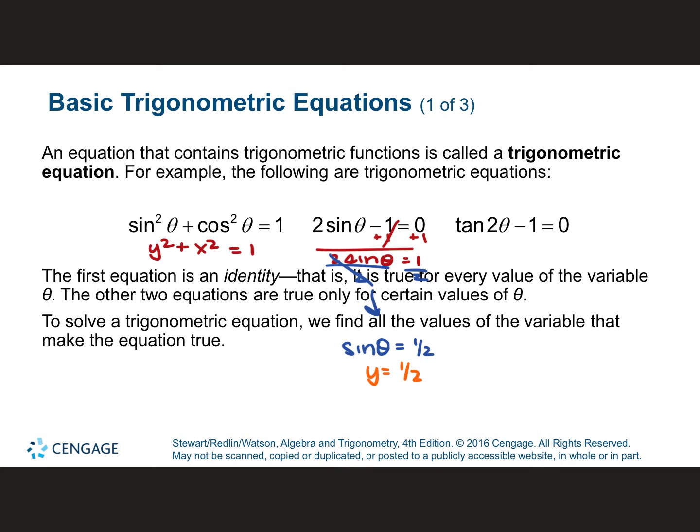For the third equation here, you have tangent 2 theta minus 1 is equal to 0. For this one, yes, you could move that 1 over by adding it to both sides, but you would be left with tangent 2 theta is equal to 1. Dividing this by 2 is not possible because it's not 2 times tangent theta, it's tangent 2 theta. So it's two different things. So that one you wouldn't really be able to do anything with.